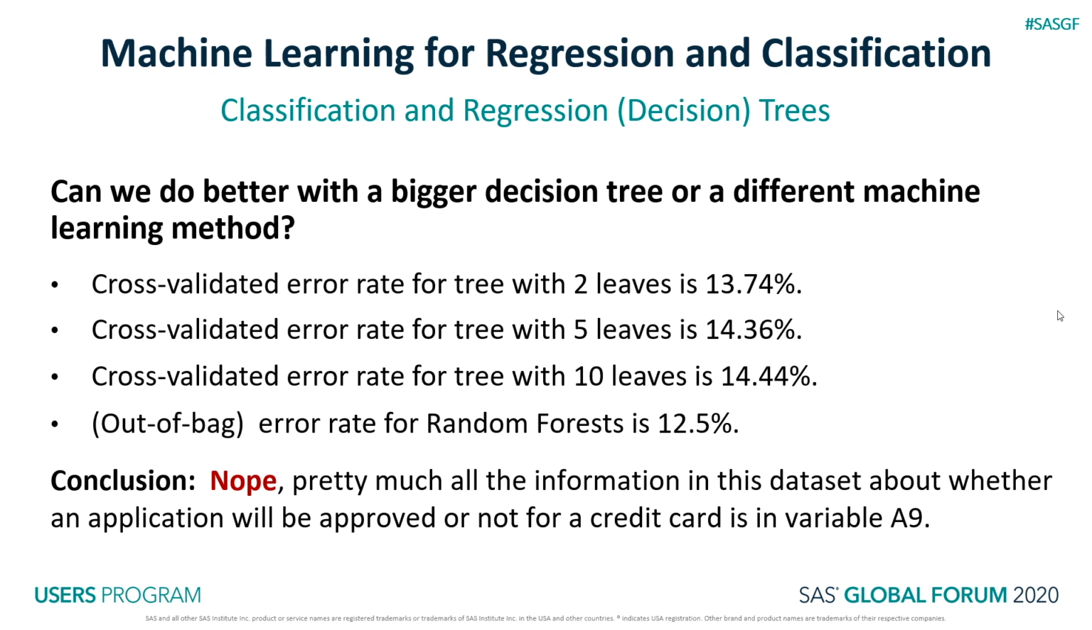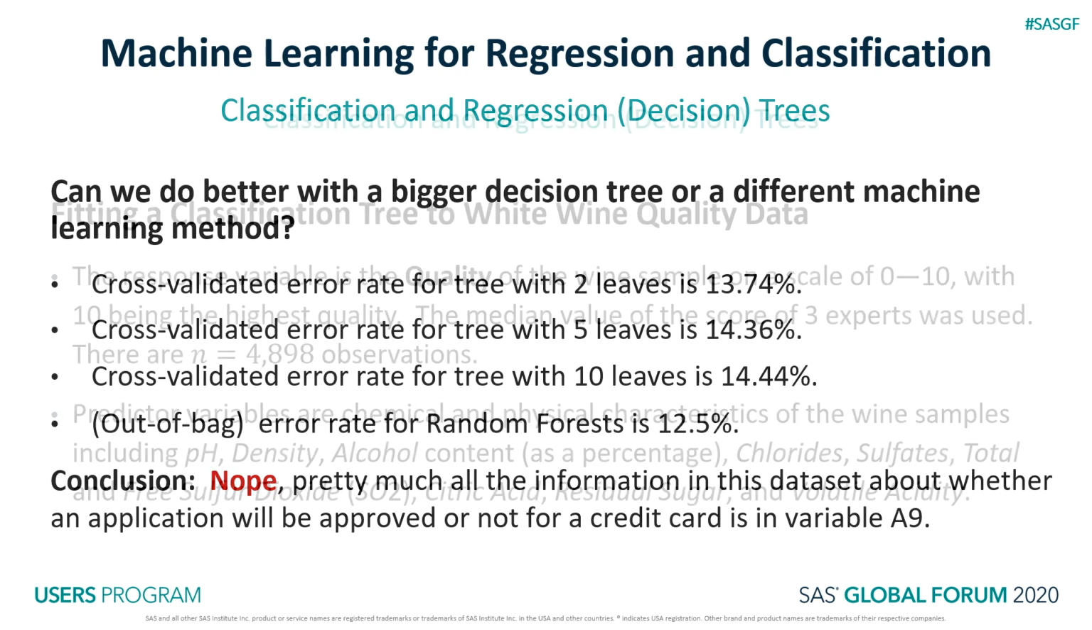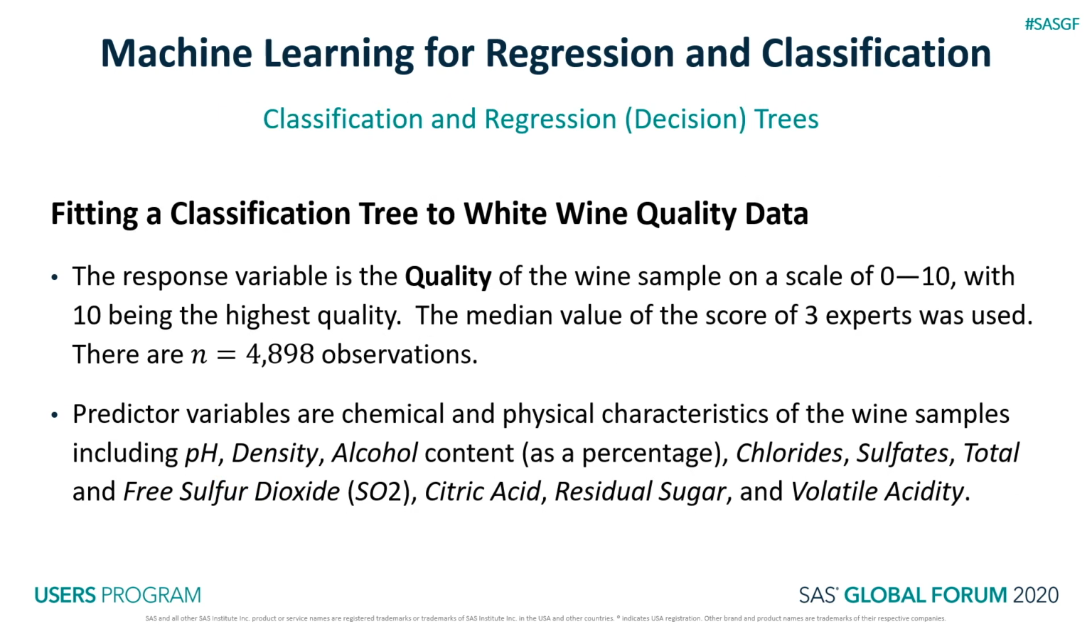The cross-validated error, if we increase the tree to have 5 leaves, actually increases to 14.36%, and for 10 leaves, it's about the same at 14.44%. I applied a state-of-the-art classifier to these data called random forests, and I found about the best you could do was 12.5% error rate, about the same as you get for the logistic regression, and only a tiny bit less than this very, very simple tree. So pretty much all the information in this data set about whether an application will be approved or not is actually in this variable A9, and it partitions the data into just 2 pieces of approximately equal size. I think that's a spectacular demonstration of how well the tree worked.